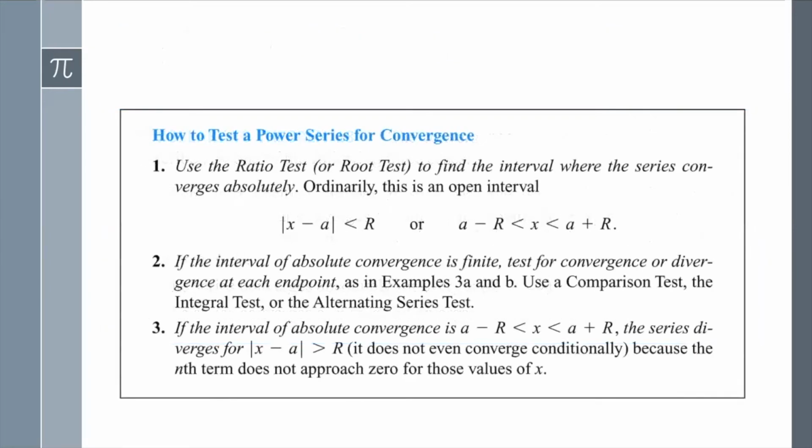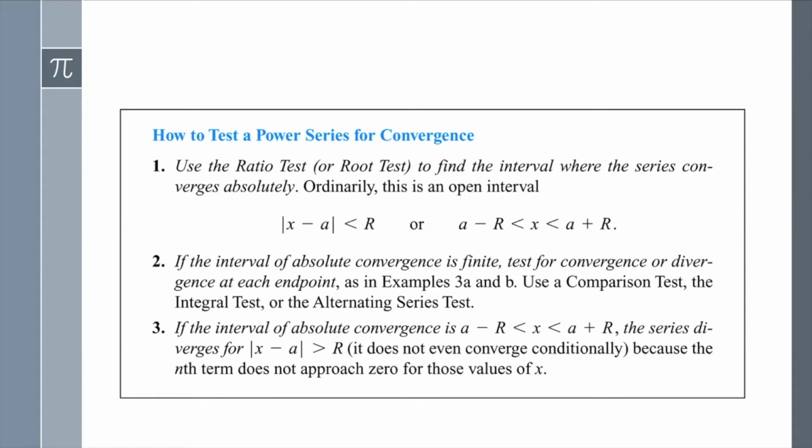All right, so to test a power series for convergence, and we were doing this earlier, first use the ratio test or possibly the root test to find the interval where the series converges absolutely. Ordinarily, this is an open interval. Absolute value x minus a is less than r, which means the same thing as a minus r is less than x is less than a plus r.